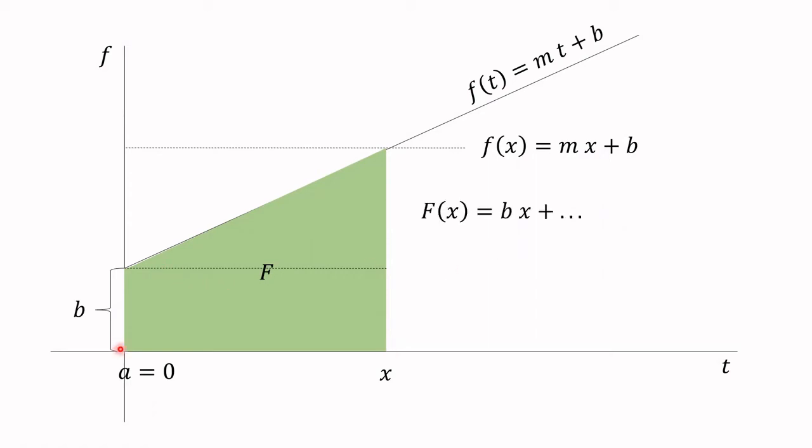The rectangle, well, the rectangle is base times height. The height here is that intercept b, and the base is just x, is it not? x minus 0, which is x. So that's this term. Now we need to add the area of the triangle.